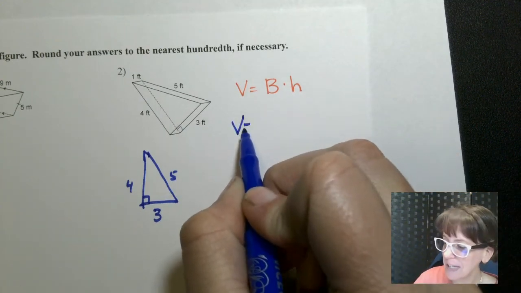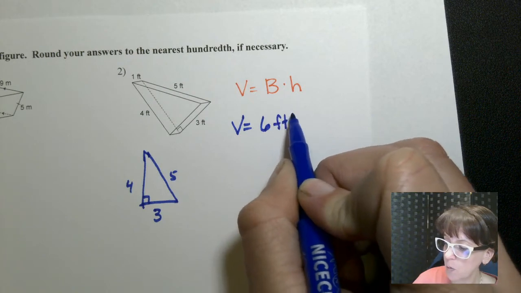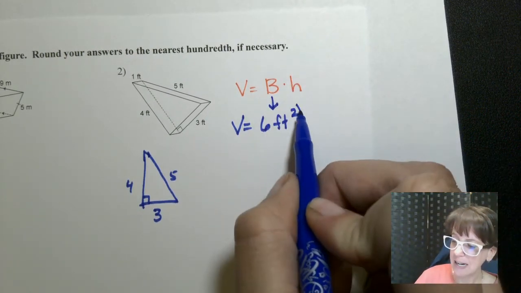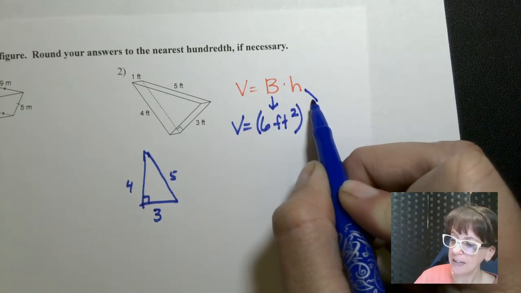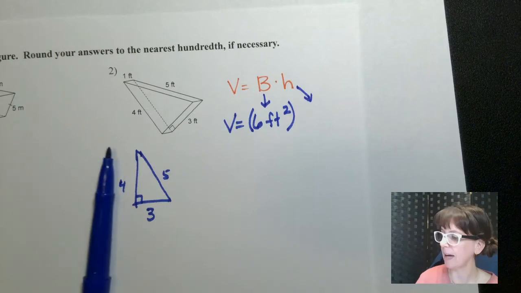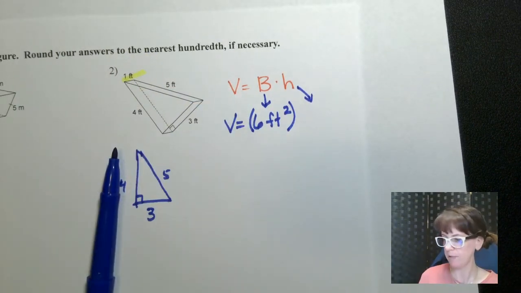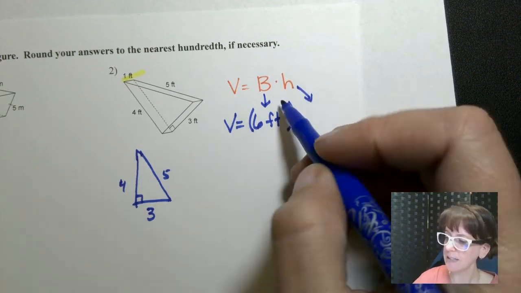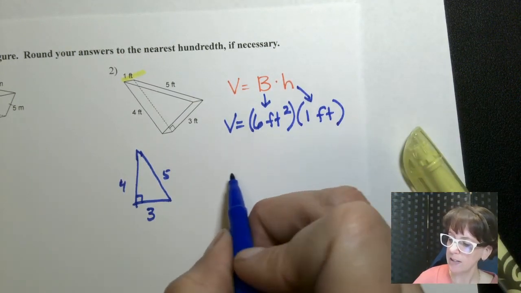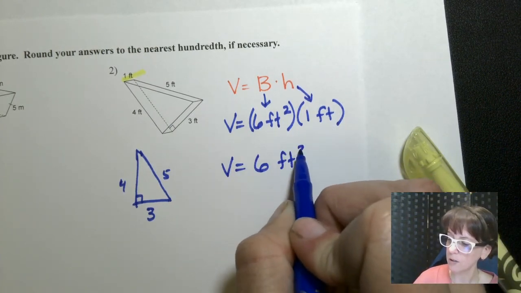So our volume is 6 feet squared, because that's the area of the base, right? That's this thing, times the height of the actual 3D object. Don't go back down here and say, oh, the height is 4. No, no, no. Remember, the height is what connects your two bases. That's this thing right here. That's 1 foot. So the height is 1 foot. So we have 6 times 1 gives us 6. Feet squared times feet gives us feet to the third.